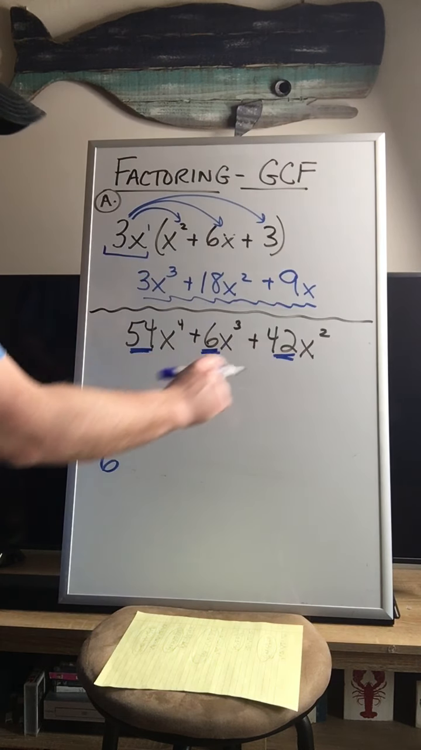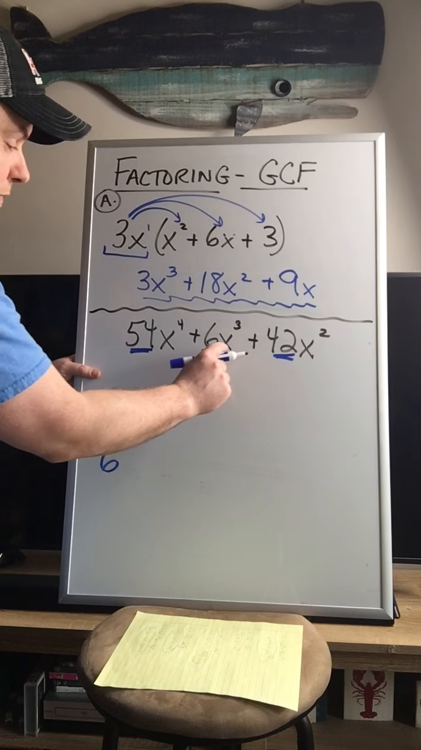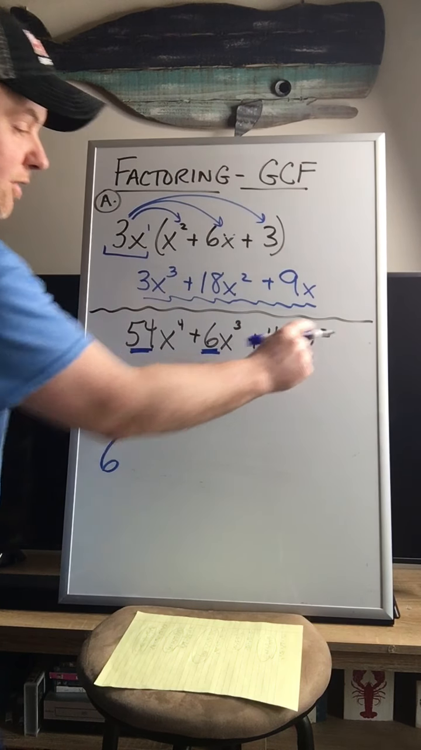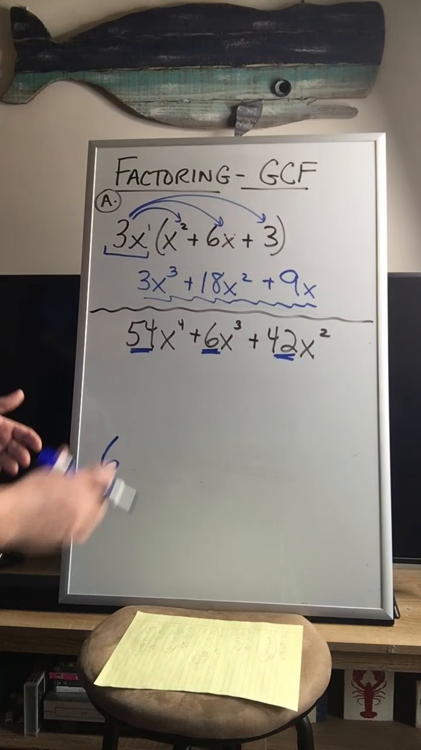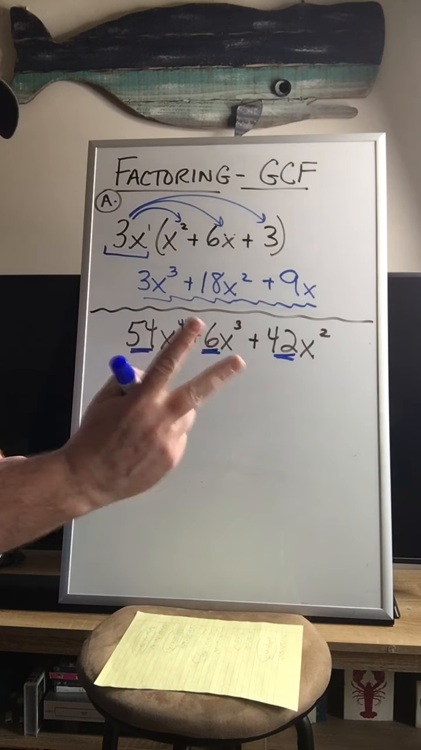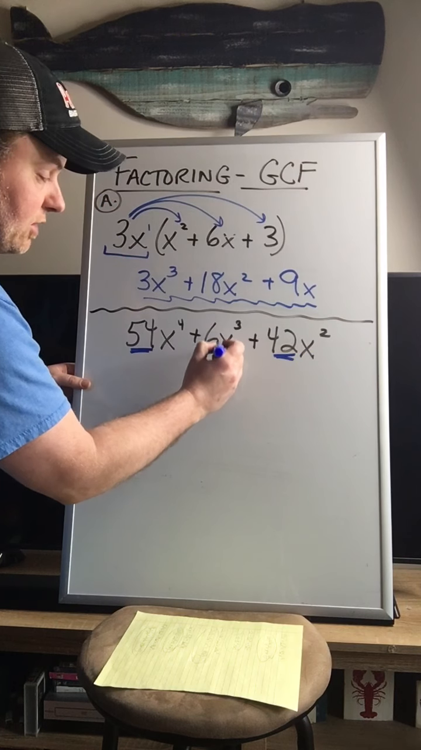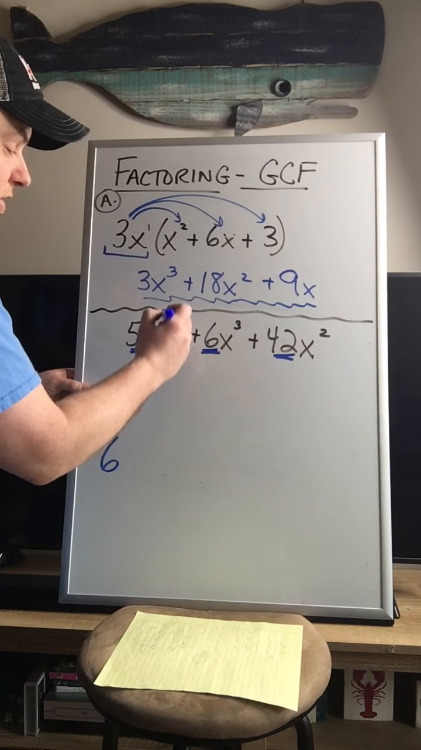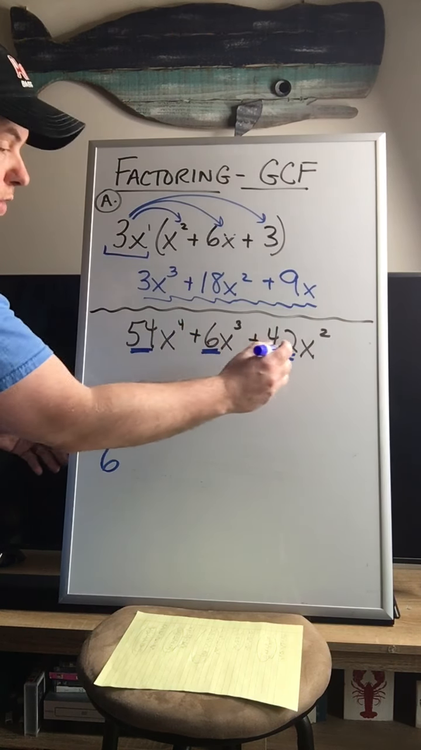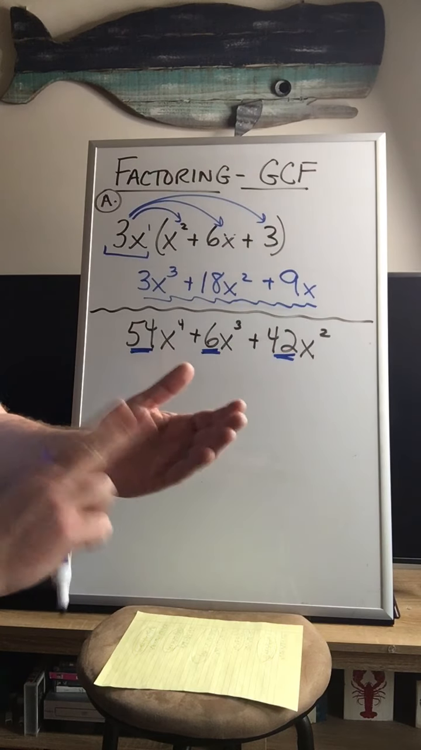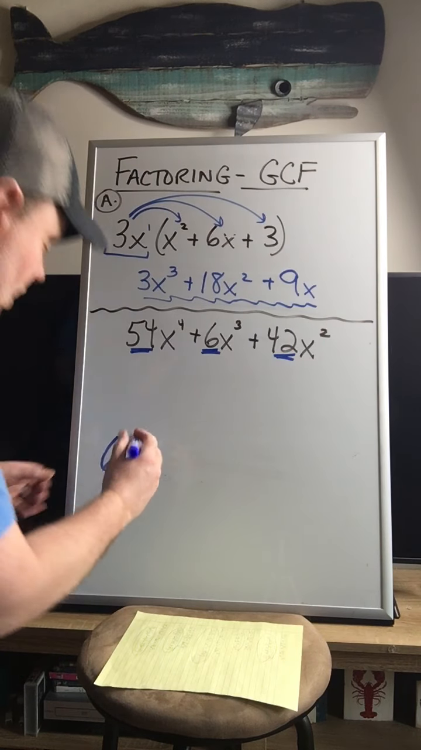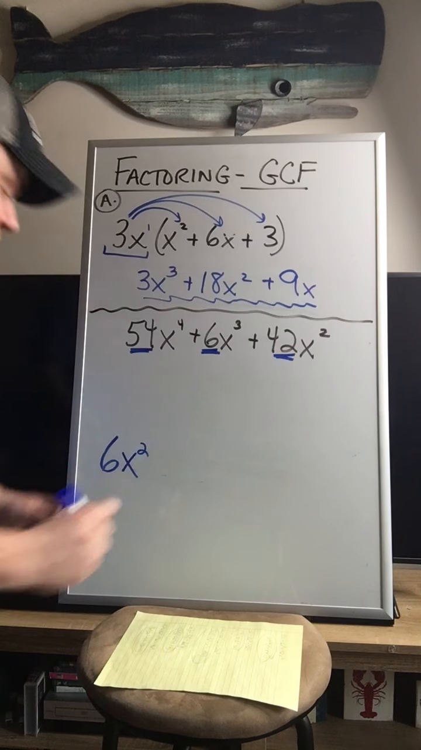Then we look at the x's. Here we have x to the fourth, here we have x to the third, and here we have x to the second. So all of these have two x's in common, because this is x times x, this is x times x times x, and this is x times x times x times x. So all of those terms at least have two x's. So we are going to take that out as the GCF.